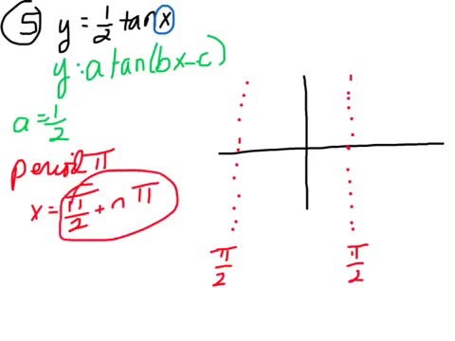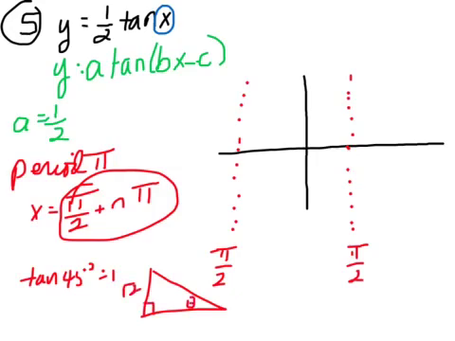Usually you can find some values. Some of the good values to pick are like 45 degrees for tangent. That's because tangent of 45 degrees is 1. If you remember, in a 45, 45, 90 triangle, the opposite is square root of 2 over 2, and this is square root of 2 over 2. So when you put opposite over adjacent, you get square root of 2 over 2 over square root of 2 over 2, which would be 1.